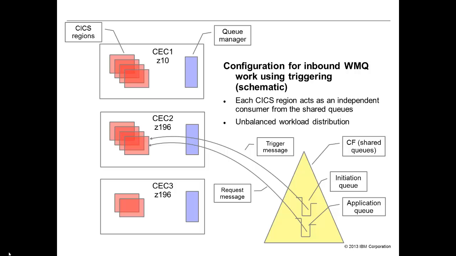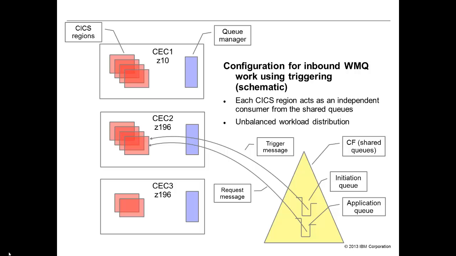That independence can create the unbalanced workload distribution that we've seen because, as shown here, the CICS that happens to be on KEC 2, which is a Z196, is getting the vast majority of the workload. Now the queues here are important. We have the application queue, and the application queue is what fires the trigger event. A message being put to that queue will create a trigger event which will create a message in the initiation queue. The initiation queue is what the CTI transaction is listening to determine if there's work that needs to be processed.